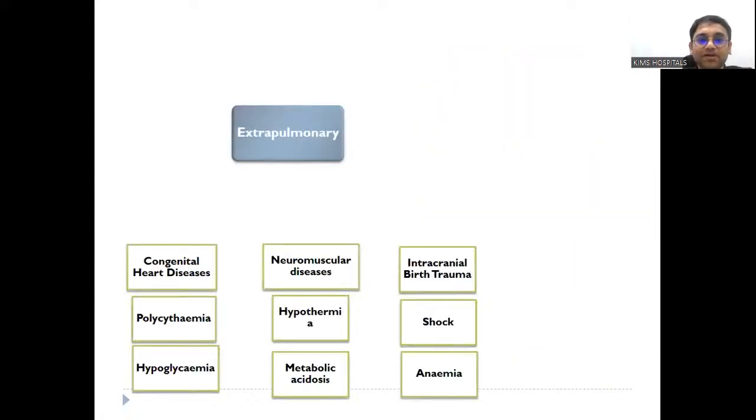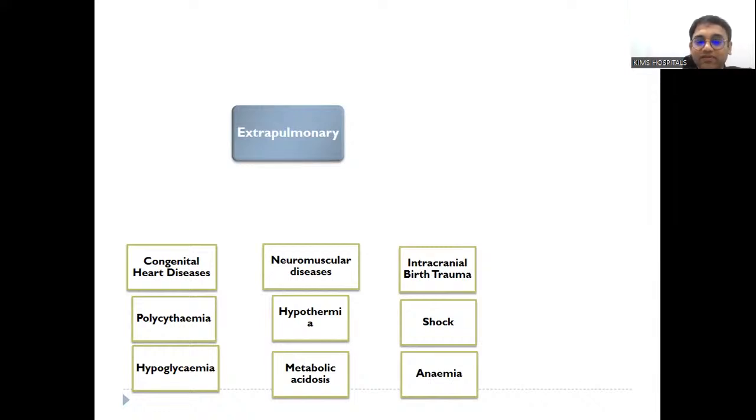In the case of extrapulmonary causes, it can be congenital heart diseases, or neuromuscular disorders where the baby might have poor muscle tone so that respiratory distress will be there. There can be intracranial bleeds that can cause poor respiratory effort, or birth trauma, like babies having phrenic nerve involvement or recurrent laryngeal nerve involvement, who can present with stridor or poor respiratory wall movement.